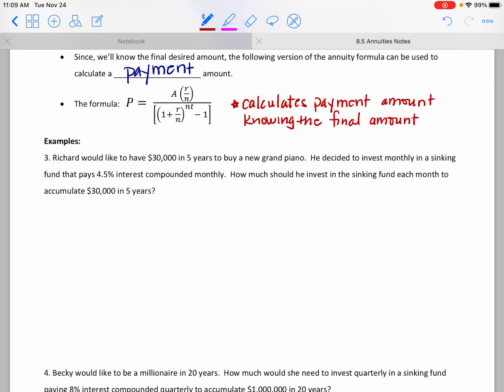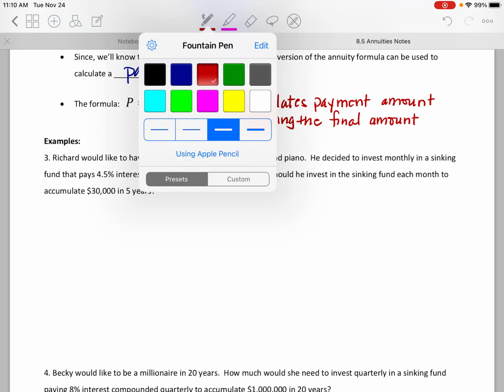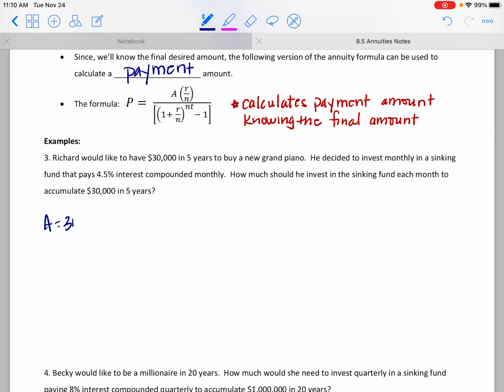Again, you have to be careful, because remember we had the compound interest formula where it's just some principal amount, and the present value formula where we get that final desired amount, but it's just one principal. Here we're making payments. So we have a final desired amount of $30,000, and we're going to be making monthly investments at 4.5% interest.